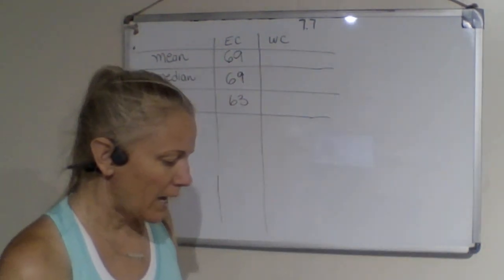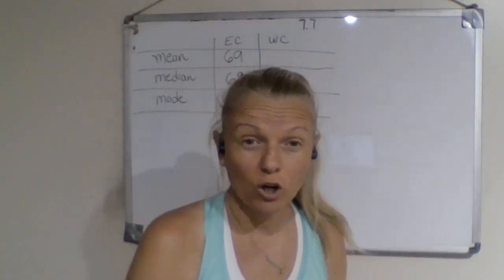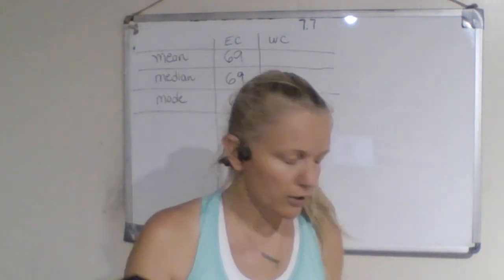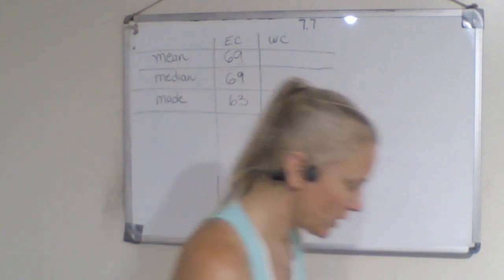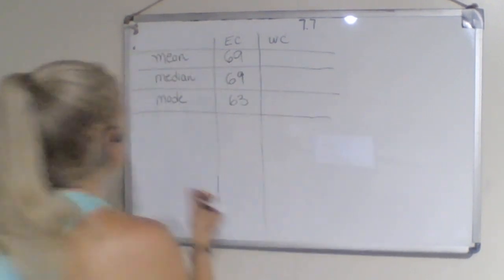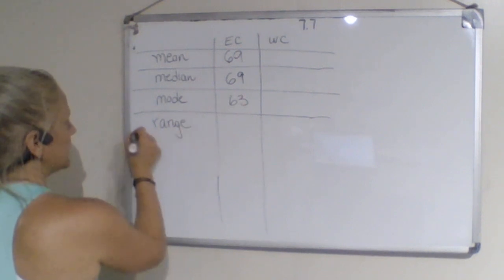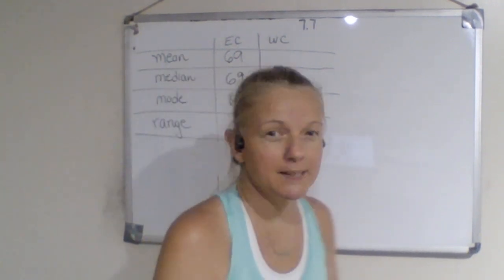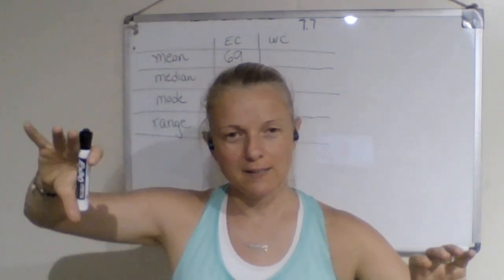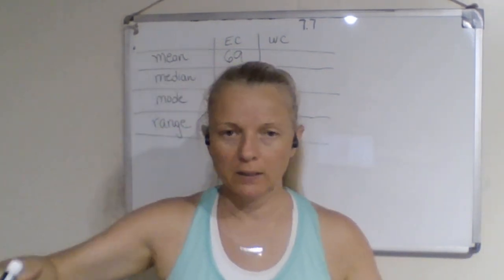Now, I'm going to move on to all of the information we can pull off this calculator for the Eastern Conference. We'll come back and do the Western Conference. Not only do we find this, but we also find what is the range. Okay, that's the next thing that we're going to learn. And the range is basically what is the smallest number, what's the biggest number, and what's the difference in between them. That's the range.